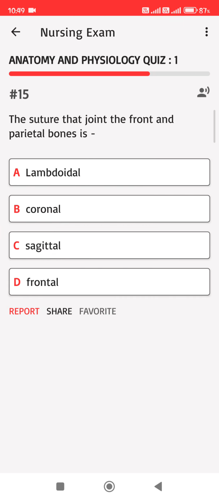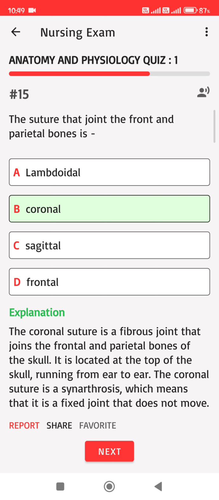The suture that joins the frontal and parietal bones is A. Lambdoidal, B. Coronal, C. Sagittal, D. Frontal. Correct answer: B. The coronal suture is a fibrous joint that joins the frontal and parietal bones of the skull. It is located at the top of the skull, running from ear to ear. The coronal suture is a synarthrosis, which means that it is a fixed joint that does not move.